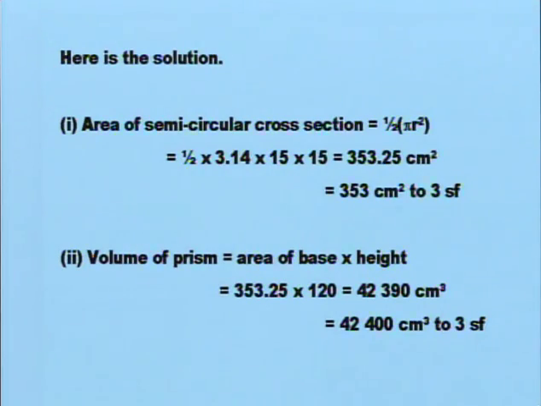The second part, the volume of the prism is equal to the area of the base times the height. We know the area of the base earlier, that being 353.25, and the height being 120 cm. So, the volume of the prism is equal to 353.25 times 120, which is equal to 42,390 cm cube. And we are asked to express that answer to 3 significant figures. And note the 3 significant figures there. Your answer is 42,400 centimeter cube.